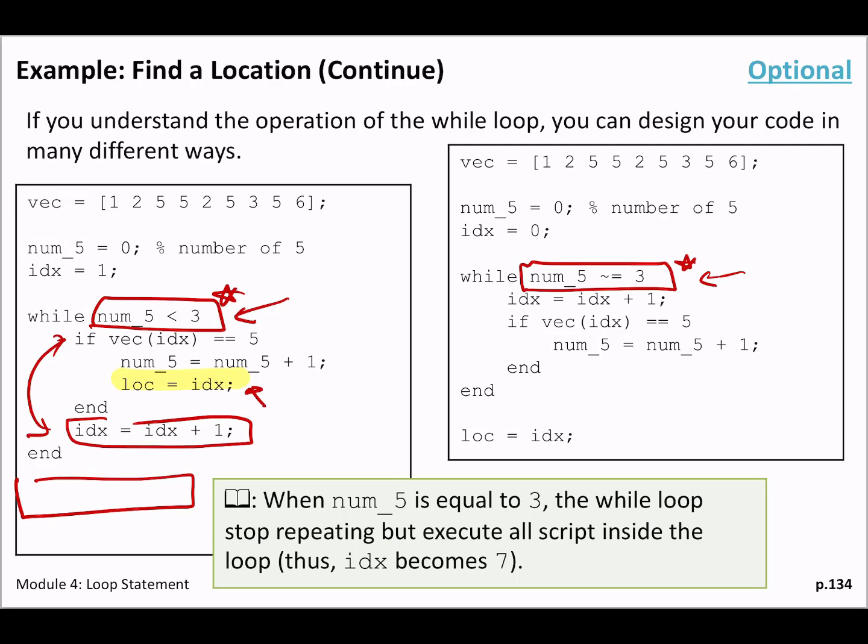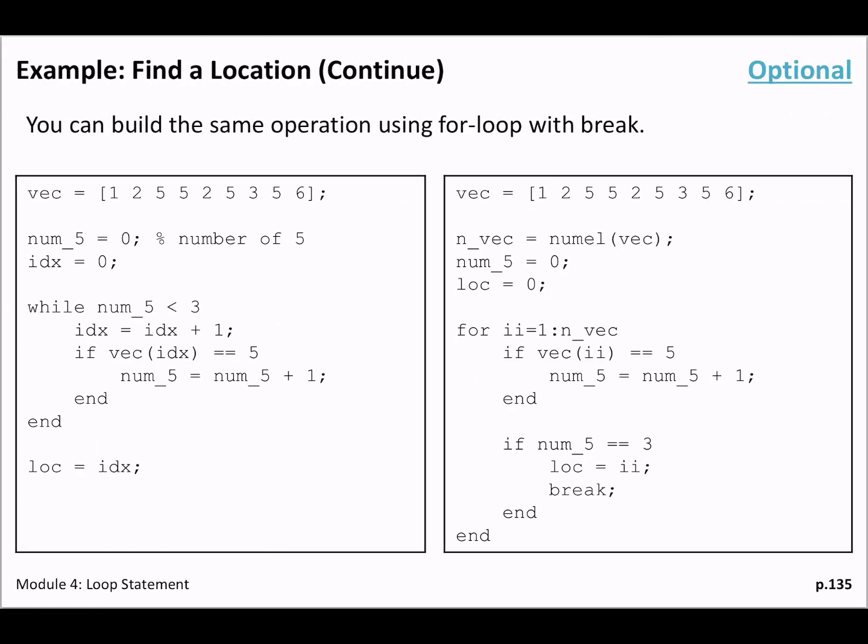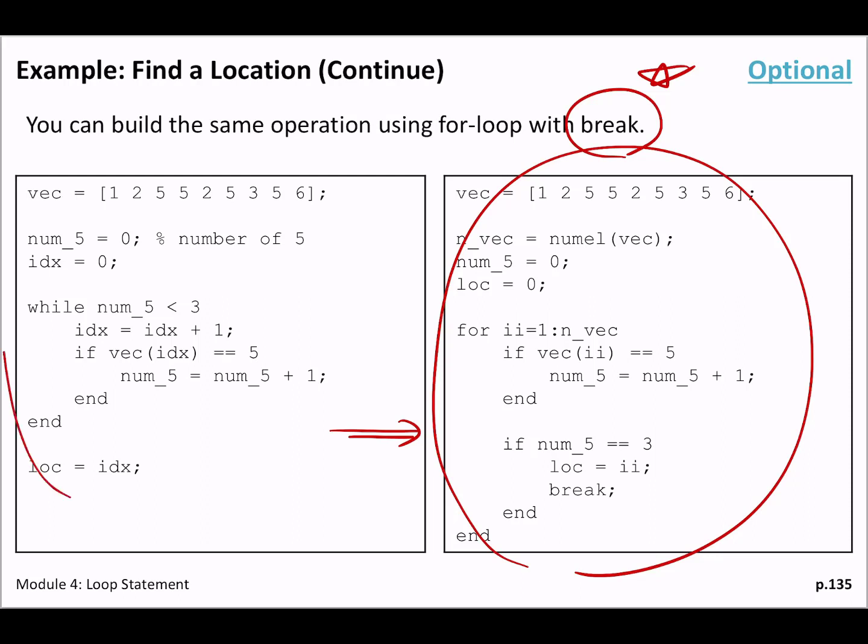Okay, good. Actually, while loop statements can be completely replaced by the for loop and break. The idea is that when the number of 5s is equal to 3, then we just escape the for loop and terminate iteration. That's the same, right? Here's the example of how I write this while statement using the for loop structure.